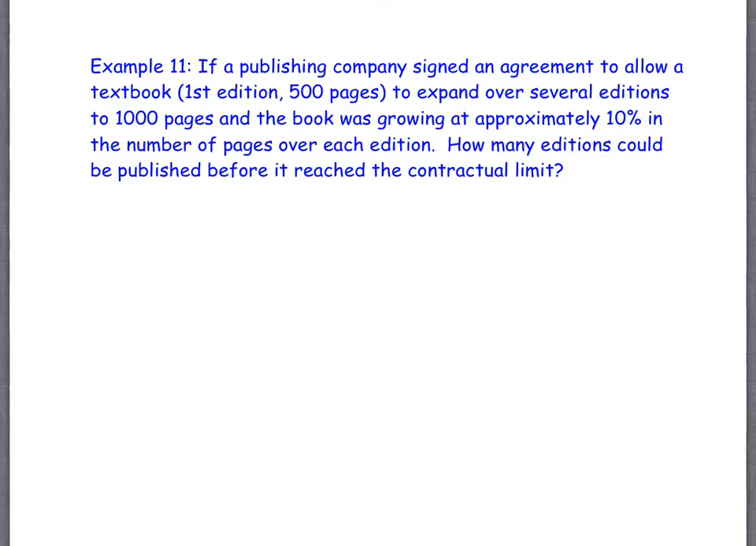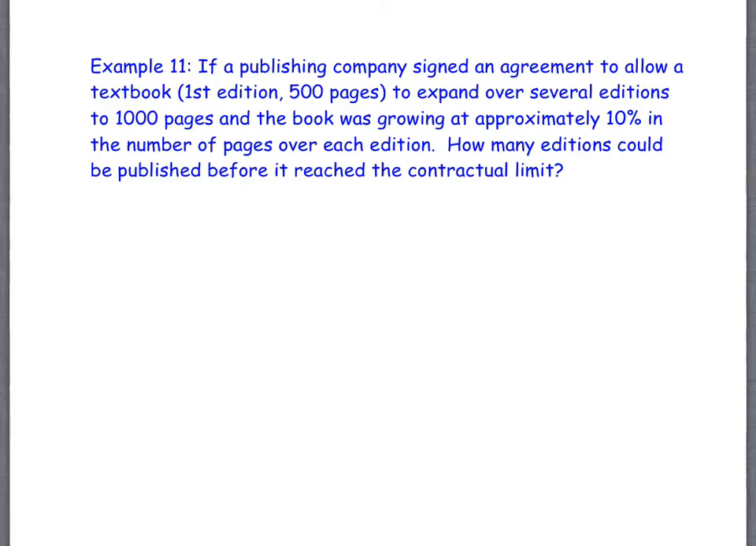All right, the question says, a publishing company signs an agreement to allow a textbook with a first edition, 500 pages, to expand over several editions until it gets to 1,000 pages. And the book is growing at approximately 10% in the number of pages over each edition. Okay, so first textbook's 500 pages, the next one's going to be 10% bigger. That's what that's saying. The question is, how many editions can they publish before they reach the 1,000 page limit and they are no longer in contract?